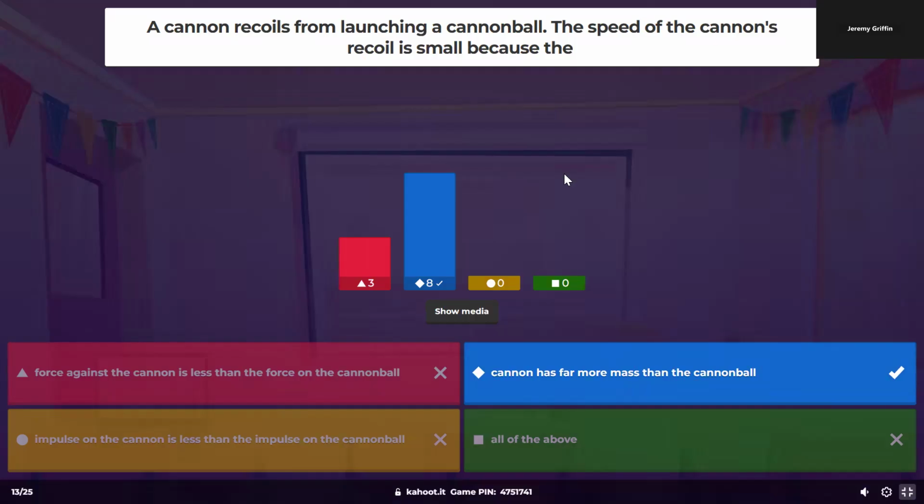Yeah, let you guys go. Yeah. So the forces are equal and opposite. You guys got that right a few questions ago. Therefore, the impulse is equal and opposite. Right. But the cannon has so much more mass.